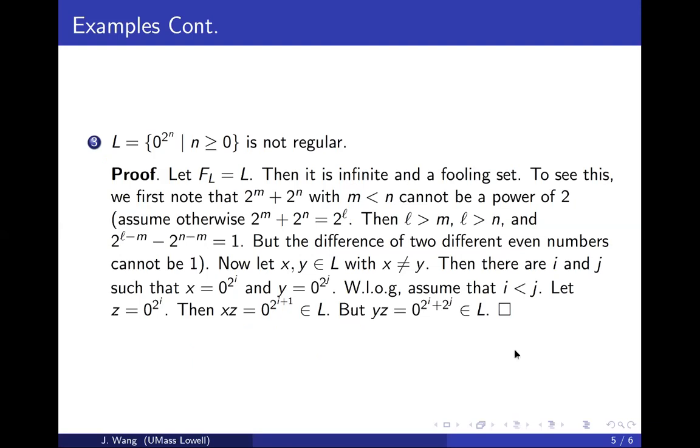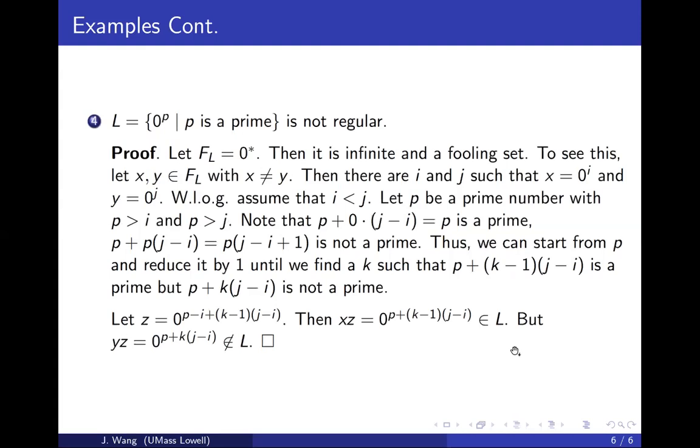So now we see one more example. The language L is the set of 0 to the p. So this is a string of zeros, but the number of zeros is exactly p, where p is a prime number, and it is not regular. We just let F sub L be 0 star, the set of strings made of zeros. It is infinite, and we are going to show that it is also a fooling set.